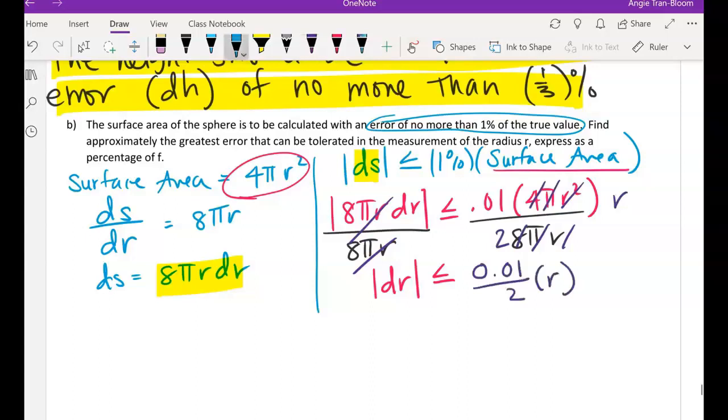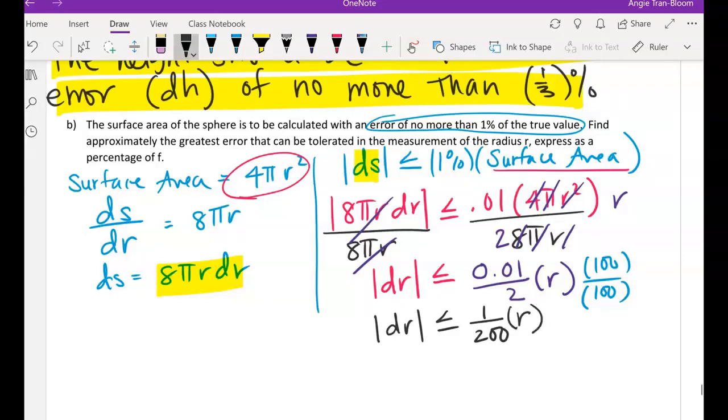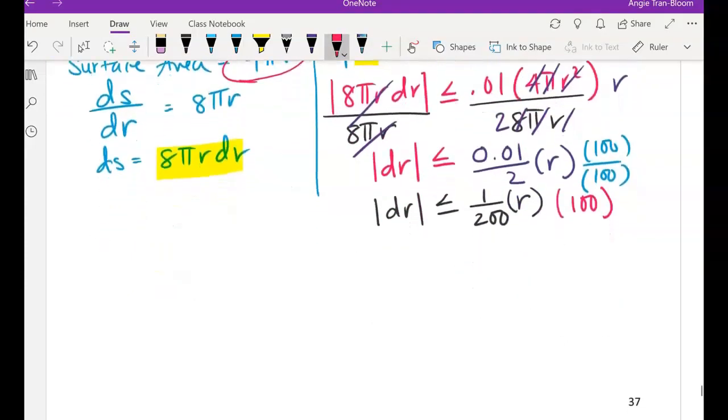Let's multiply this so I can get rid of decimals. I don't like having decimals and fractions all together. So I'm going to multiply the top by 100. That means multiply the bottom by 100, just so I can have the fraction all by itself. So no more than 1 over 200 of the radius. But it wants it in percentage. So that's just really going to multiply this by 100. So with that, dr is going to be no more than, cancel the zeros, half of a percent. And then because of r, of the actual radius.